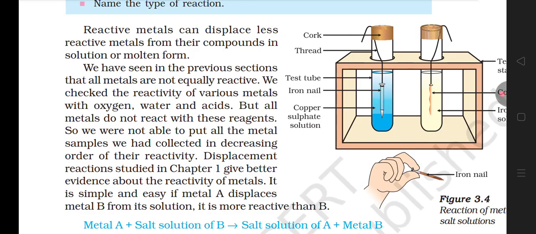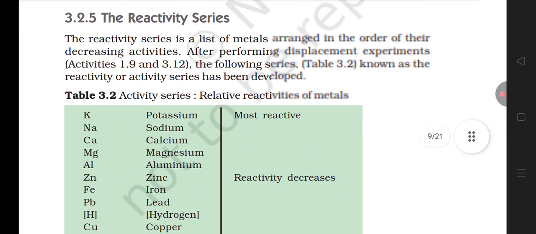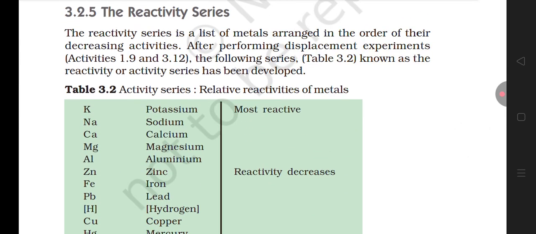Okay, now let's talk about the reactivity series, one of the very important parts of this chapter. The reactivity series is a list of metals arranged in the order of their decreasing reactivities. Decreasing activities means decreasing reactivities. After performing displacement experiments in activities 1.9 and 3.12, the following series, table 3.2, known as the activity or reactivity series, has been developed. So let's read this. First there is potassium, then there is sodium, according to the observations.